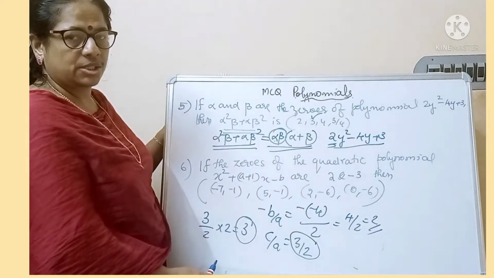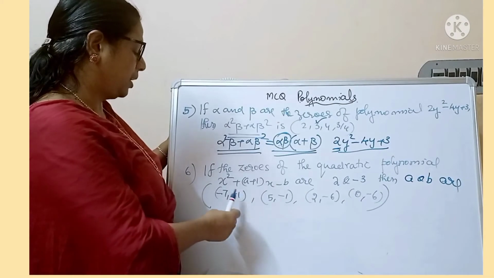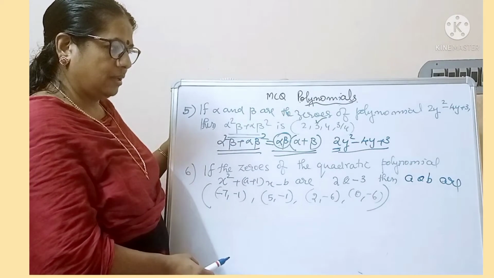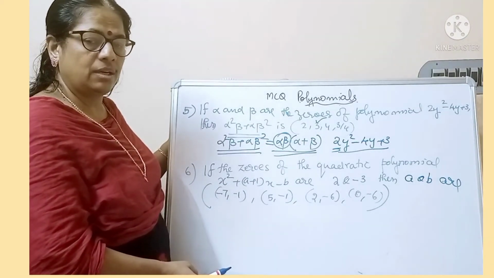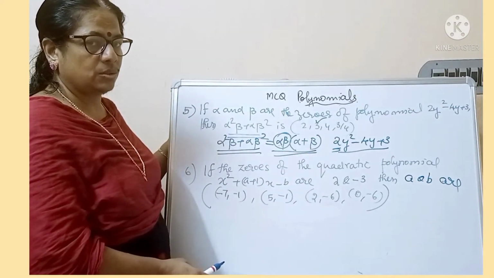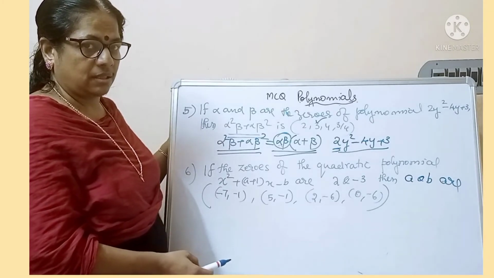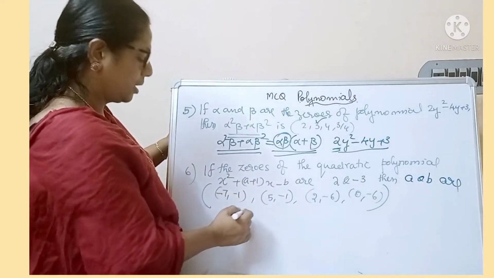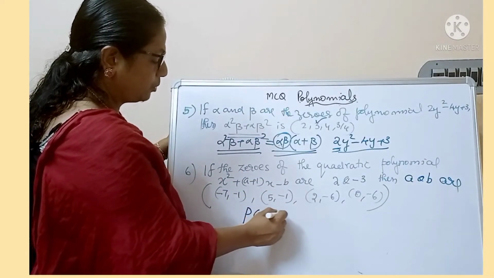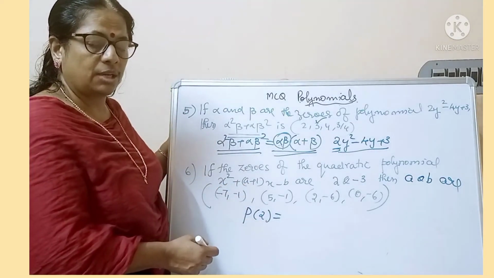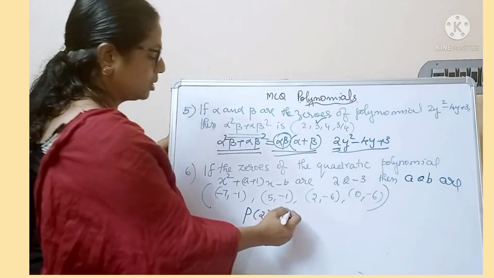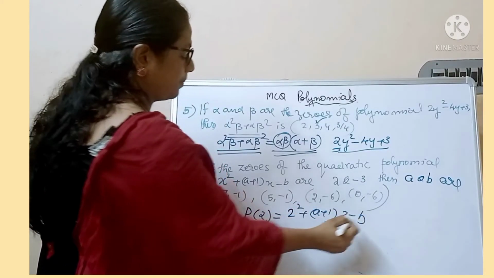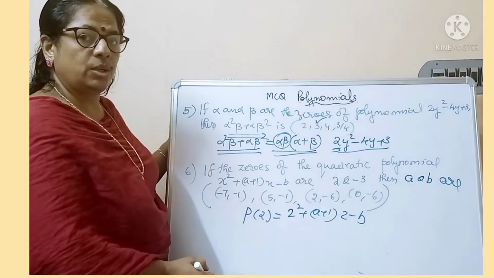Then look into the next one. If the zeros of the quadratic polynomial x square plus a plus 1 into x minus b are 2 and negative 3, then a and b are. So here, if 2 is a root, then x minus 2 is a factor, then p of 2 equal to 0. So we want to substitute p of 2, that is x is equal to 2. Replace x by 2. So it is 2 square plus a plus 1 into 2 minus b. Since 2 is a root, p of 2 equal to 0.